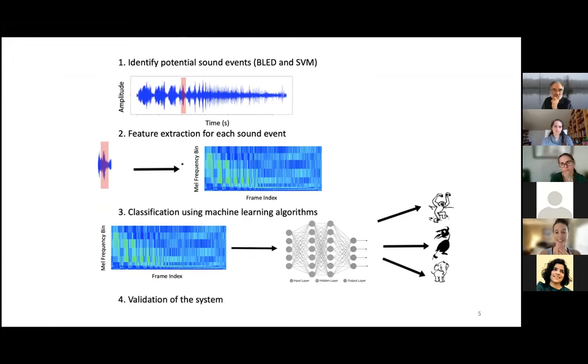And then lastly, we need human validation of the system. So basically, if it's saying a gibbon, is it right? Is it not? Are there any questions on that?